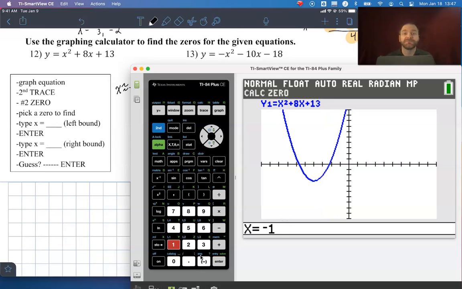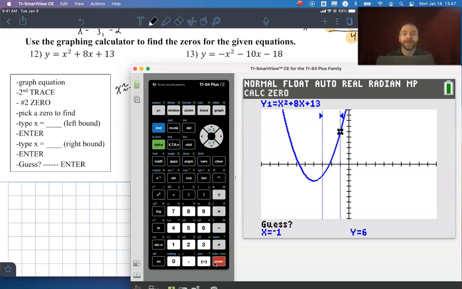I'm going to pick -1 because I can. It's to the right of it. Is my 0 between those two dashed lines? Yes, it is. And I'm going to guess wrong because I can.